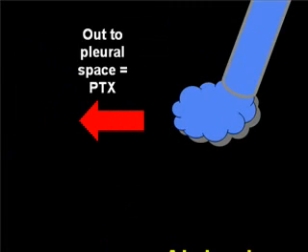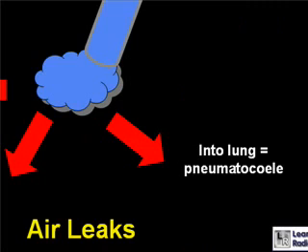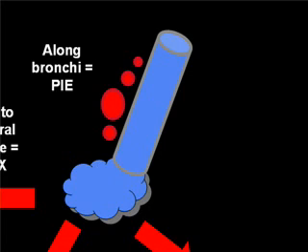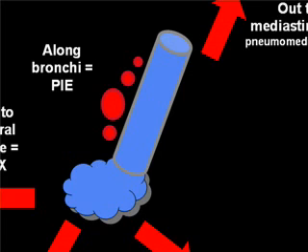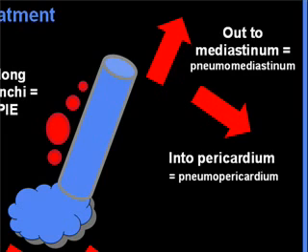As the alveolus is distended by ventilatory methods, on occasion, the alveolus can rupture. Air can then extend out to the pleural space to produce a pneumothorax. It can extend into the abdomen to produce a pneumoperitoneum. Air can extend into the lung to produce a pneumatocele. Air can extend along the bronchus and lymphatics to produce pulmonary interstitial emphysema. Air can extend out to the mediastinum to produce a pneumomediastinum. Or air can sometimes extend into the pericardium to produce a pneumopericardium.